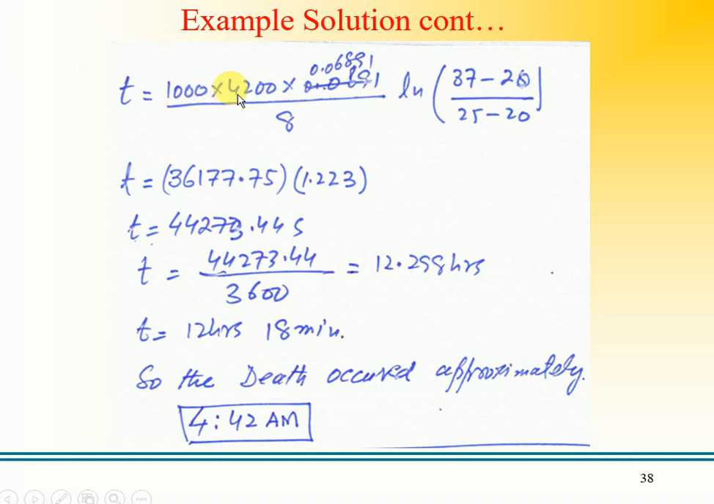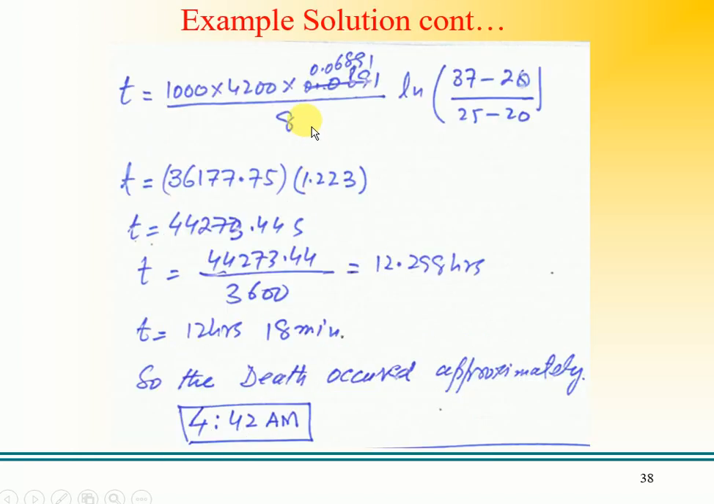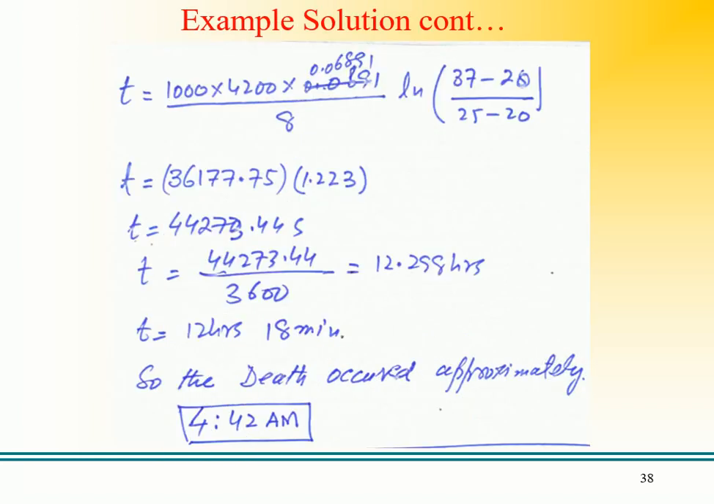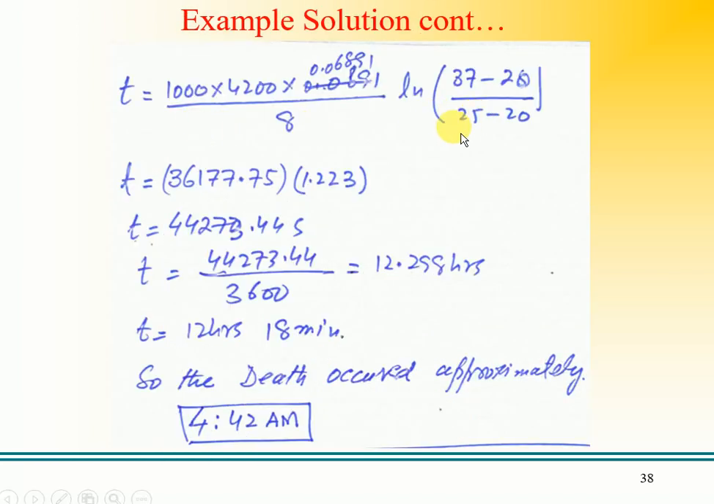Putting in the values: 1,000 density, 4,200 specific heat, and 0.0689, the characteristic length of course, divided by 8, the convective heat transfer coefficient. H is given to me, and I put the values here. I get the value of ln of 37 minus 20 over 25 minus 20.